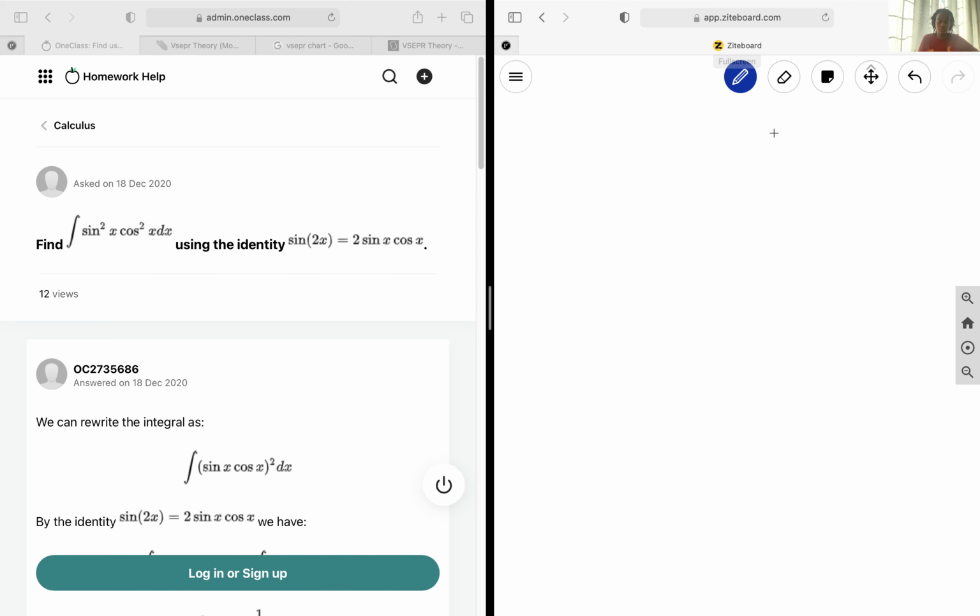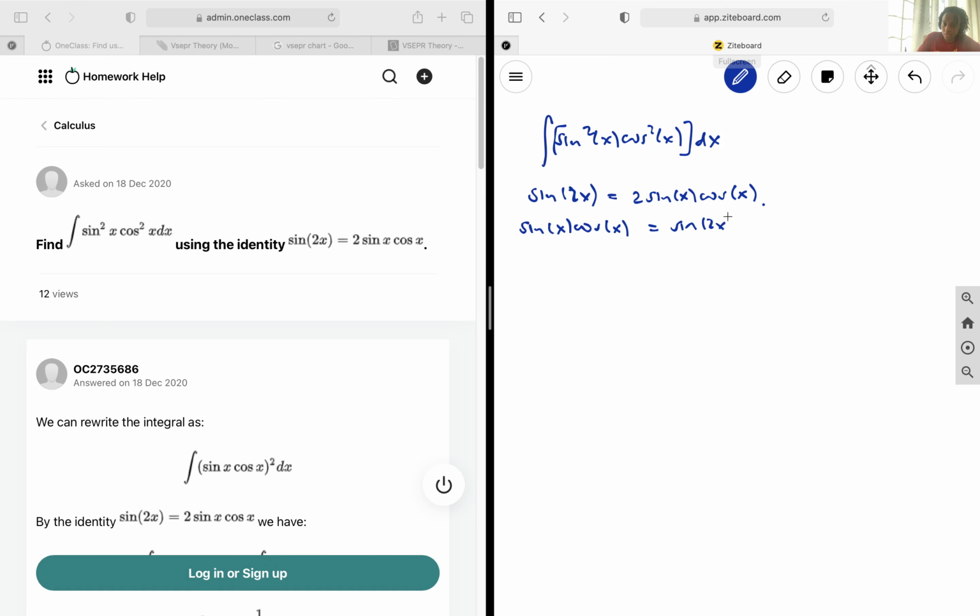Okay, so for our next question, we are looking for the integral of sine squared x cos squared x dx. So initially we're going to use the double angle formula stated here, that sine 2x is going to be equal to 2 sine x cos x, which means that sine x cos x is equal to sine 2x over 2. And that means that sine squared x cos squared x is equal to sine squared 2x over 4.